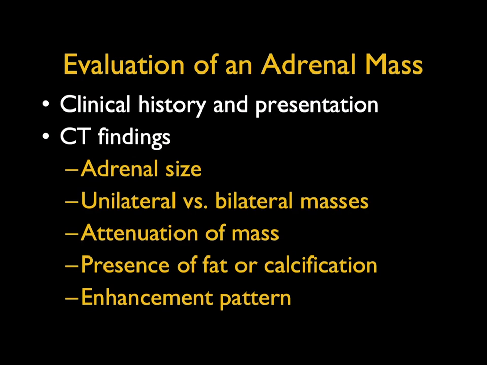Now, when I look at an adrenal mass, clinical history is important. Obviously, if a patient has a history of malignancy, I'm thinking if I see an adrenal lesion, metastasis. Patient's hypertensive, I'm thinking pheochromocytoma. Things we look at are size, unilateral versus bilateral, attenuation, the presence of calcification or fat, and the enhancement pattern, and we'll go through that more in a moment.